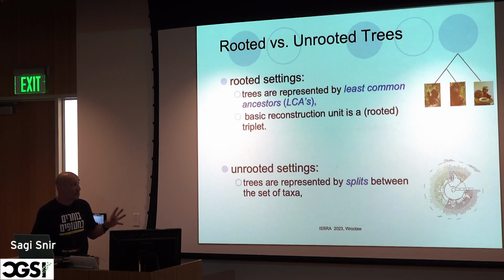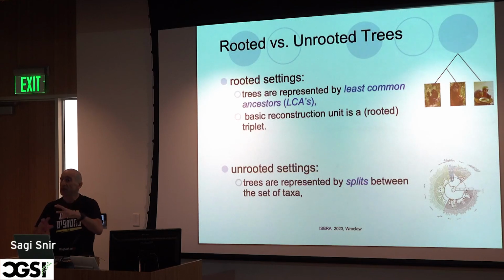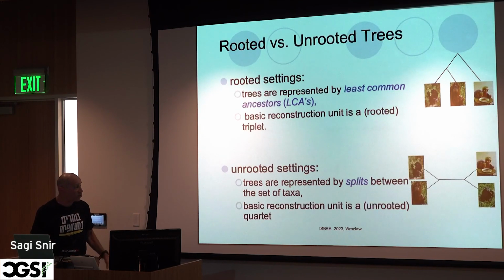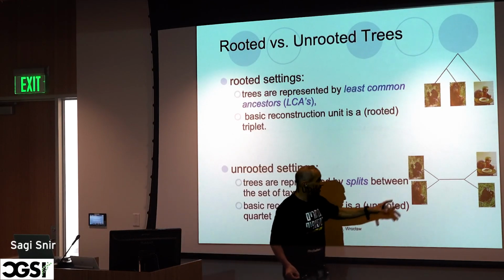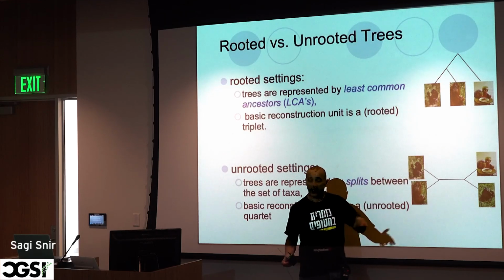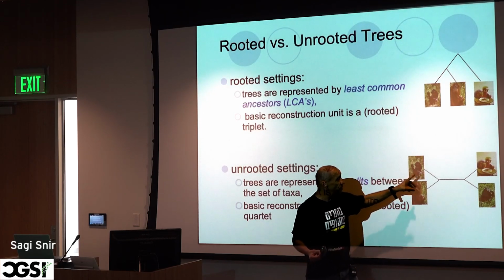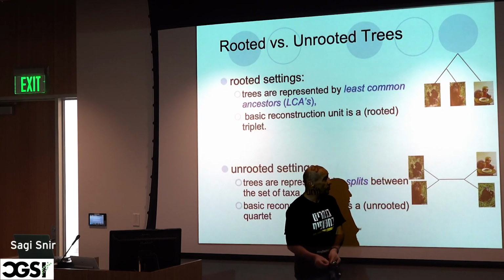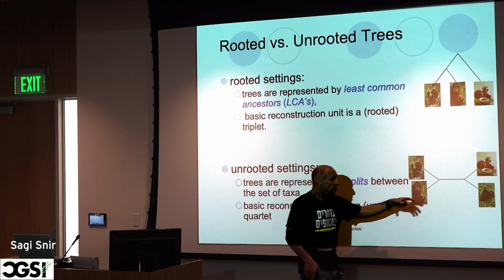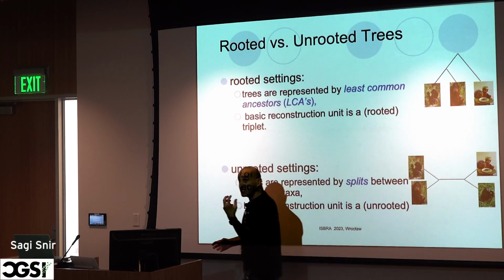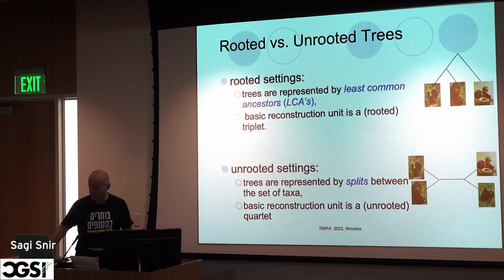Trees are represented by splits. If we take some edge, the tree is split into two components, and this is the information that we have. And here the most basic information is an unrooted quartet. It only tells us that these two are not necessarily closer to each other, rather they are separated by a path on the big tree from these two, and vice versa. So this is the difference between rooted and unrooted.